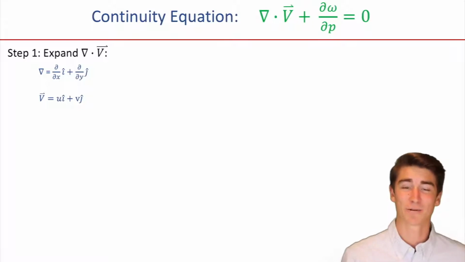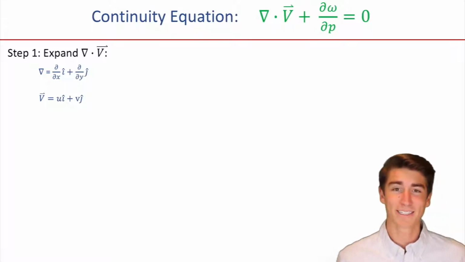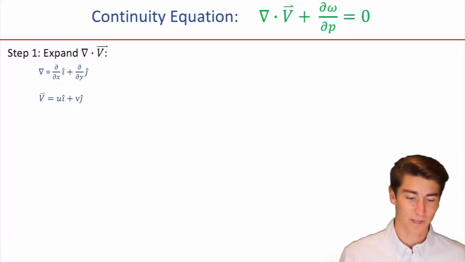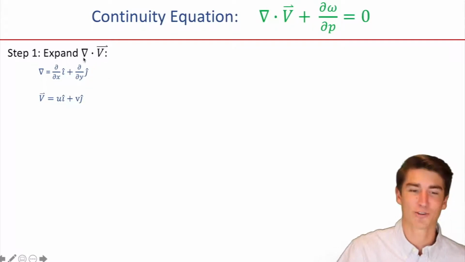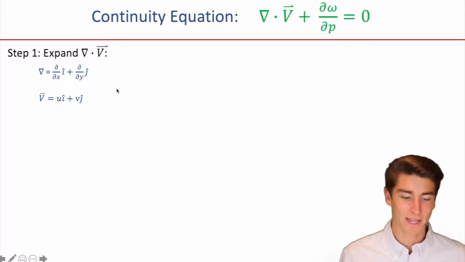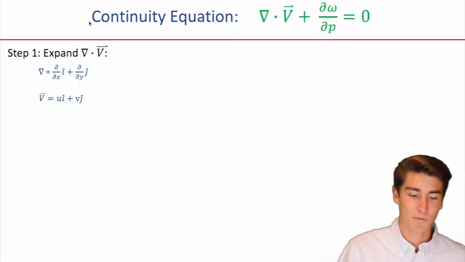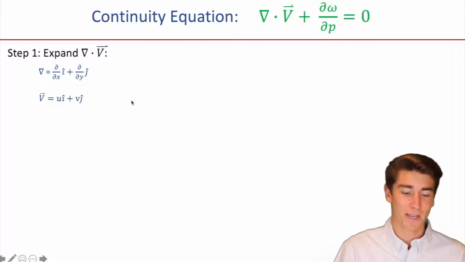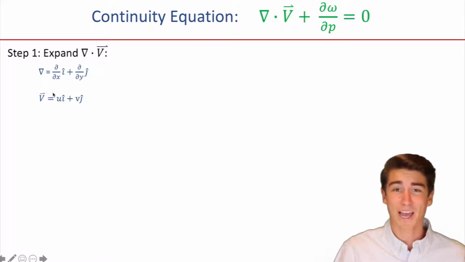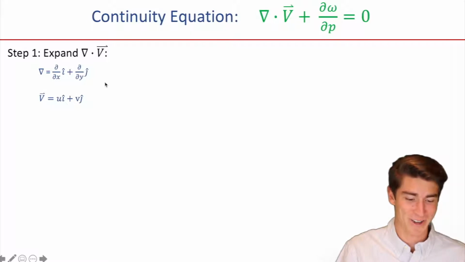So first, we're going to start with the continuity equation: del dot V plus d omega dp equals 0. First thing you want to do, whenever you see that del symbol, this one right here that looks like an upside down triangle, is expand it into its components, and the same with V. You want to do this not just in continuity equations, but in pretty much any meteorology equation where these terms come up, which happens to be almost every single one.